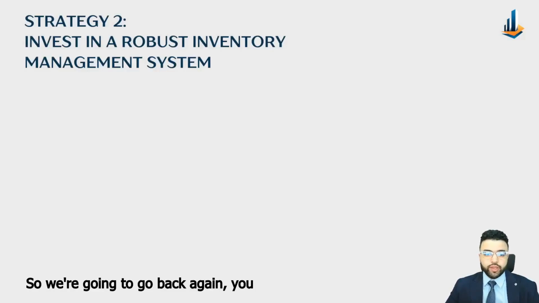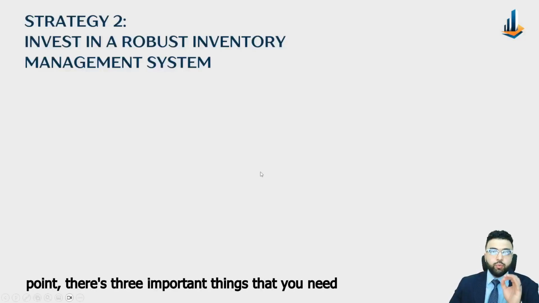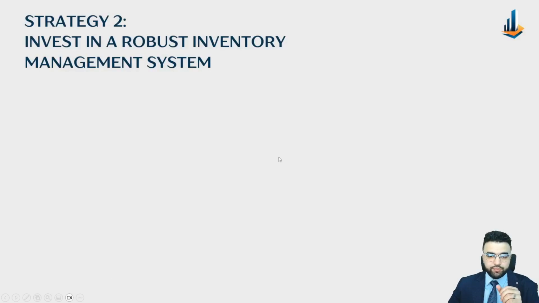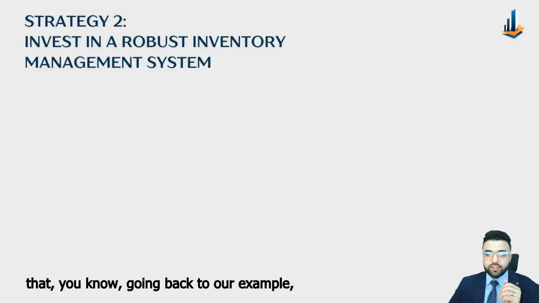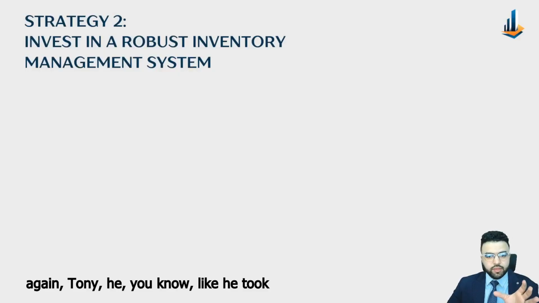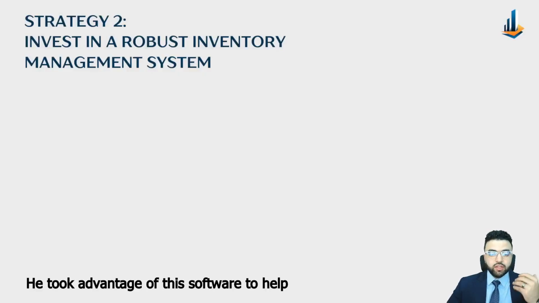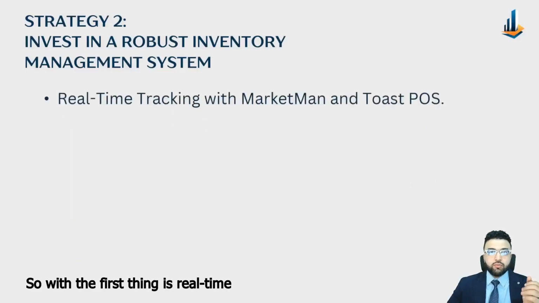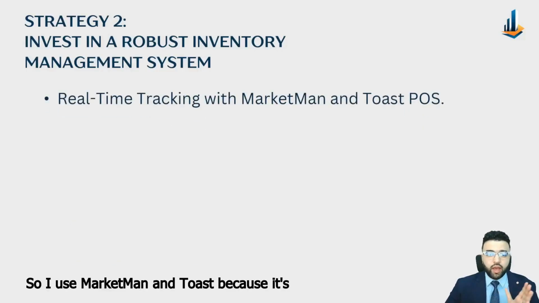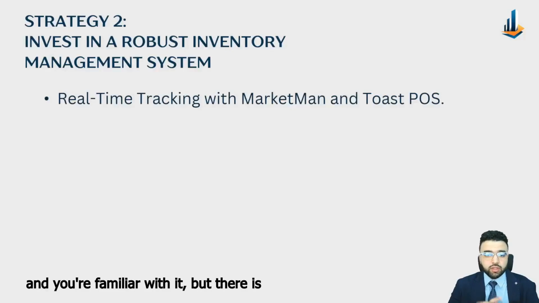Okay, so we're going to go back again. In discussing this point, there are three important things that you need to be aware of. And going back to our example again, Tony took advantage of these points. He took advantage of this software to help increase his efficiency. So the first thing is real-time tracking. I used MarketMan and Toast because they're very common. A lot of restaurant owners use them and you're familiar with them, but there are many software options in the market that can do that.